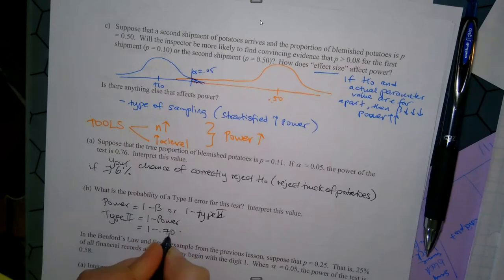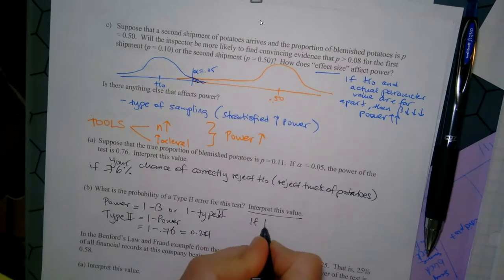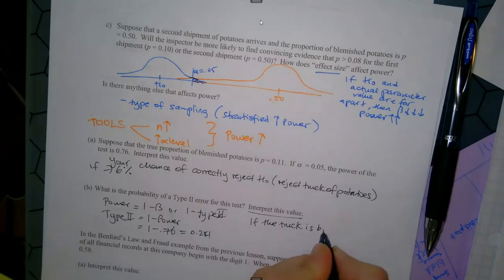Okay. So 1 minus 76% is 24%. Interpret this value. So if the truck is bad, which the definition here is too many damaged potatoes.